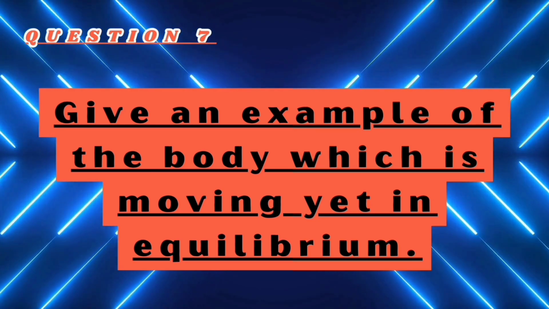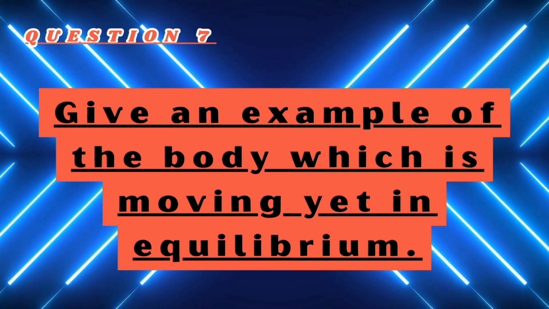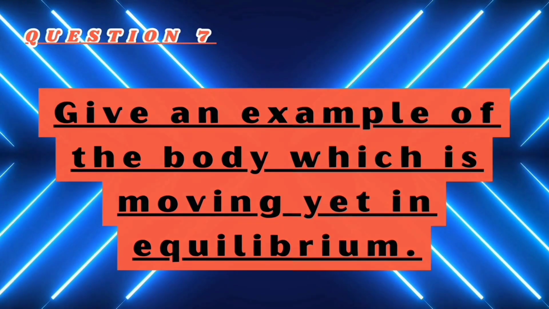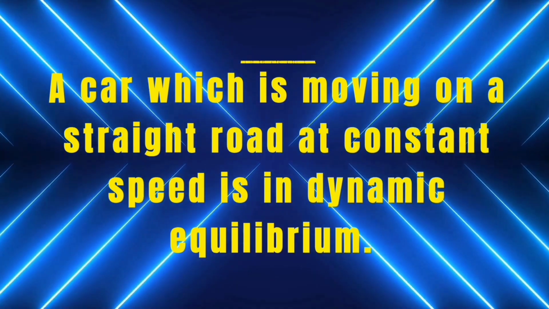Question number 7. Give an example of a body which is moving yet in equilibrium. A car which is moving on a straight road at constant speed is in dynamic equilibrium.